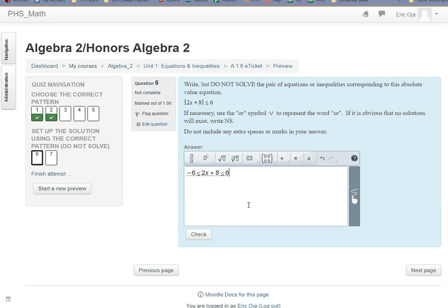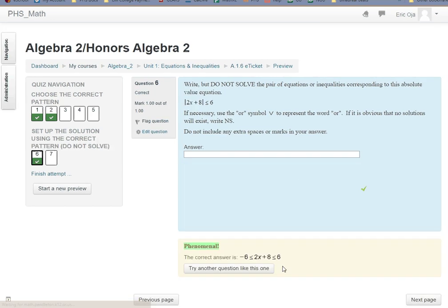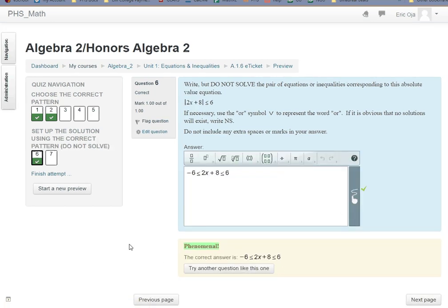That's all they want. They don't want you to solve it. They just want you to set up the and compound inequality or the or one, if that's what it ends up being. Okay? Go. And I'd like to see those done by the end of the period if possible.